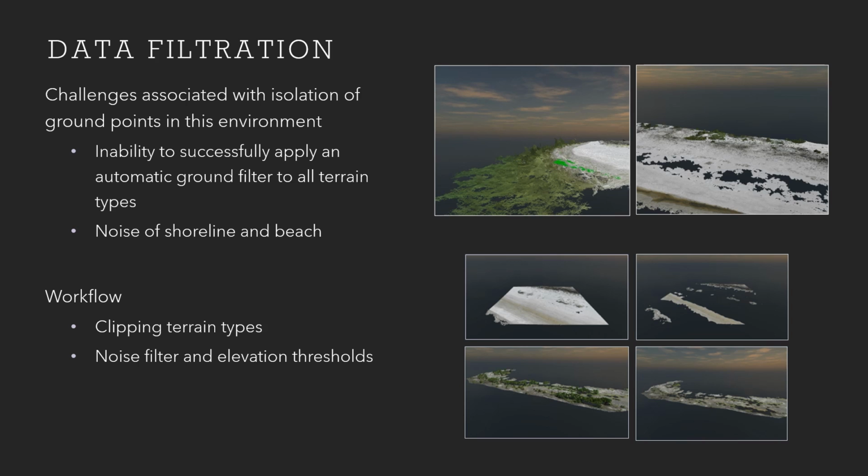But ultimately the workflow that ended up working was to clip terrain types. So I just separately clipped out the back dune region from the foredune region, and I could apply filters separately to those. So that includes an automatic ground filter for the back dunes, as well as applying a noise filter and elevation thresholds. And it did a pretty good job of then isolating ground points for me.